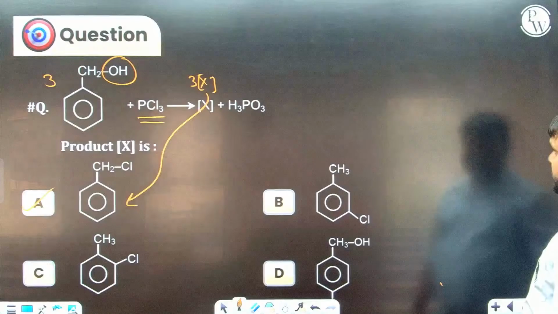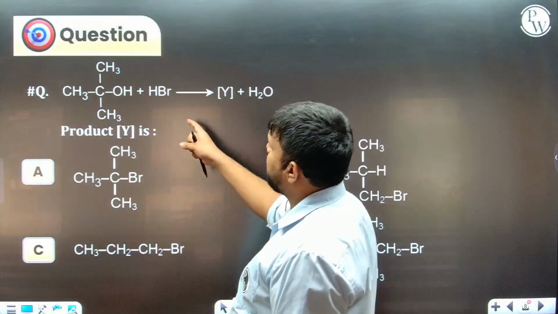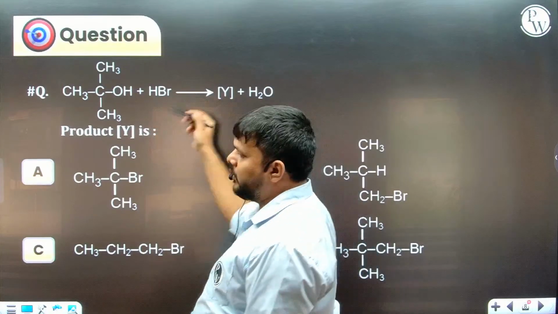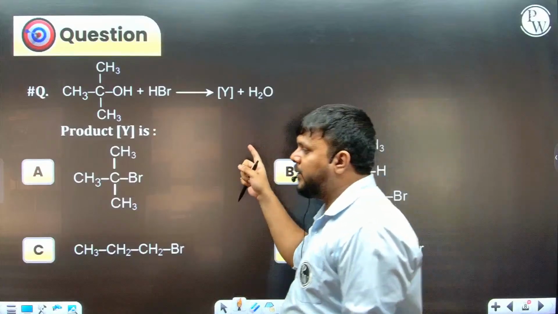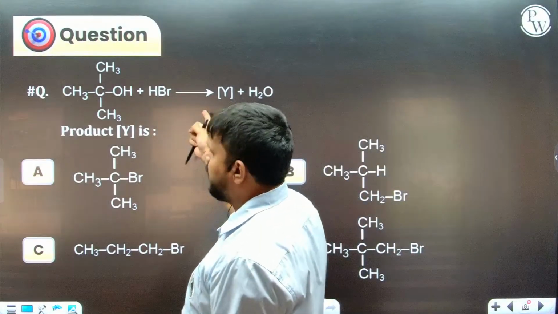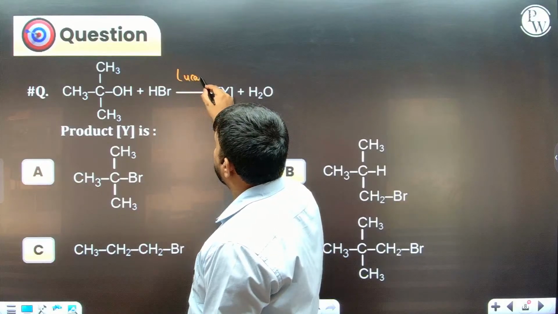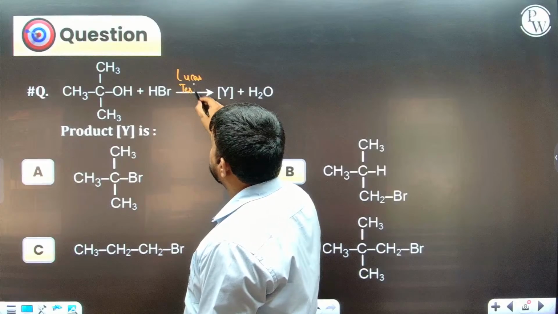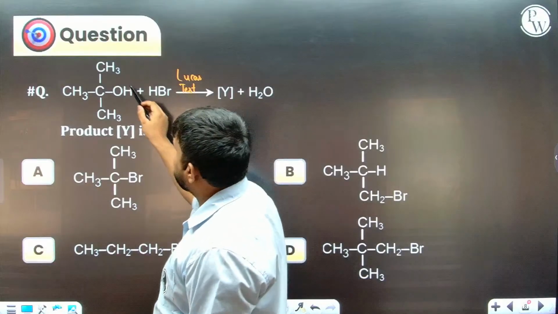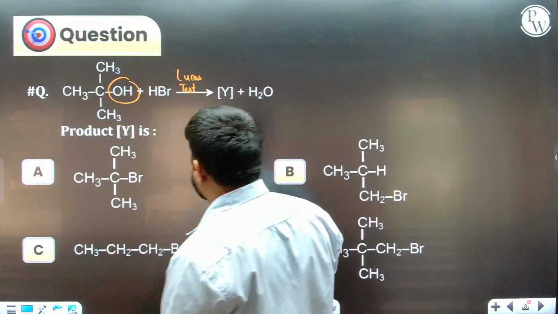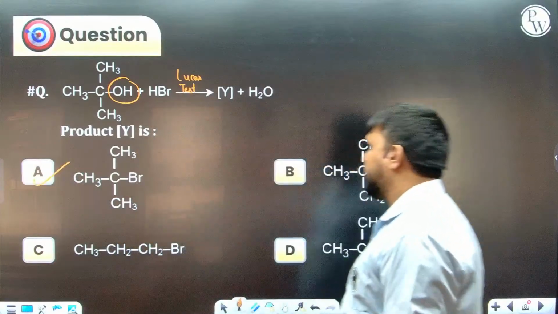Let us see the next question. Yeah, we are reacting this HBr with this alcohol. I already told you that in case of 3 degree alcohol, there is no requirement of anhydrous ZnCl2. You can look over here. This is nothing but Lucas test, or you can say Lucas reagent reaction. What will happen? This OH will be replaced by Br. So we will be getting the A option as the answer over here.